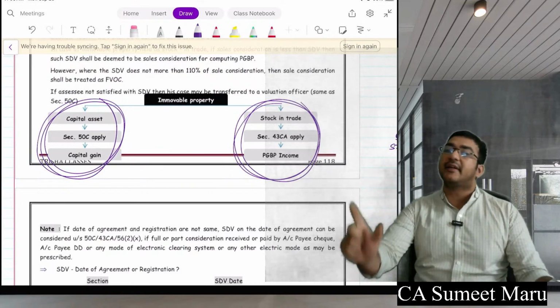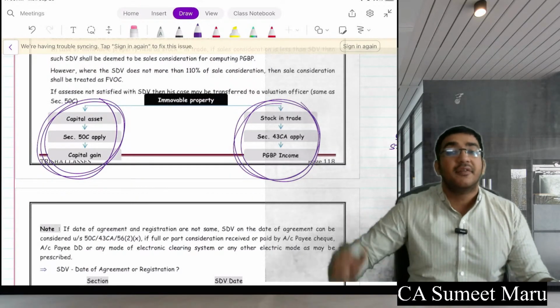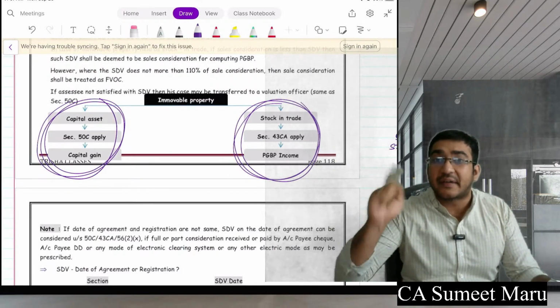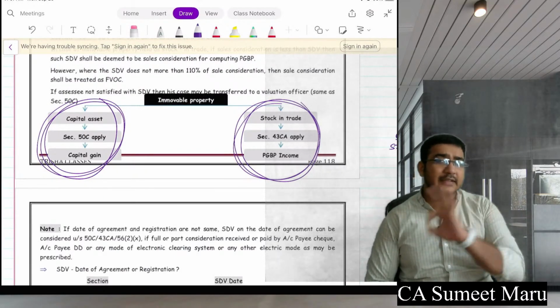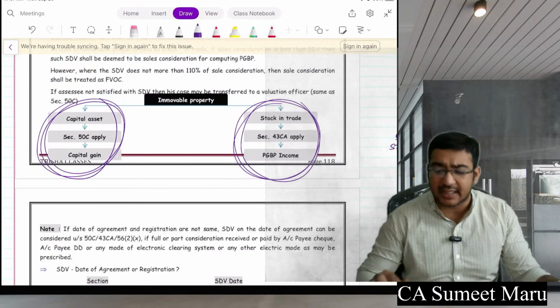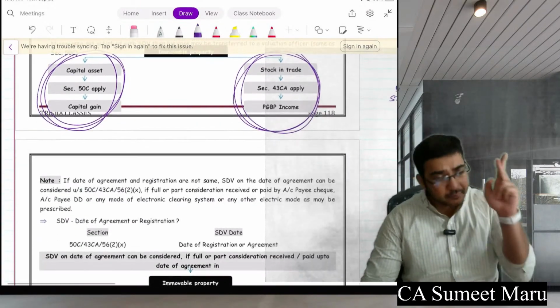And also the difference, if this difference is above 50,000, 56(2)(x) will also come in the hands of receiver, and he will also get all this taxed. So we have seen a beautiful example of Hari which covers both the situations and helps you understand very clearly.